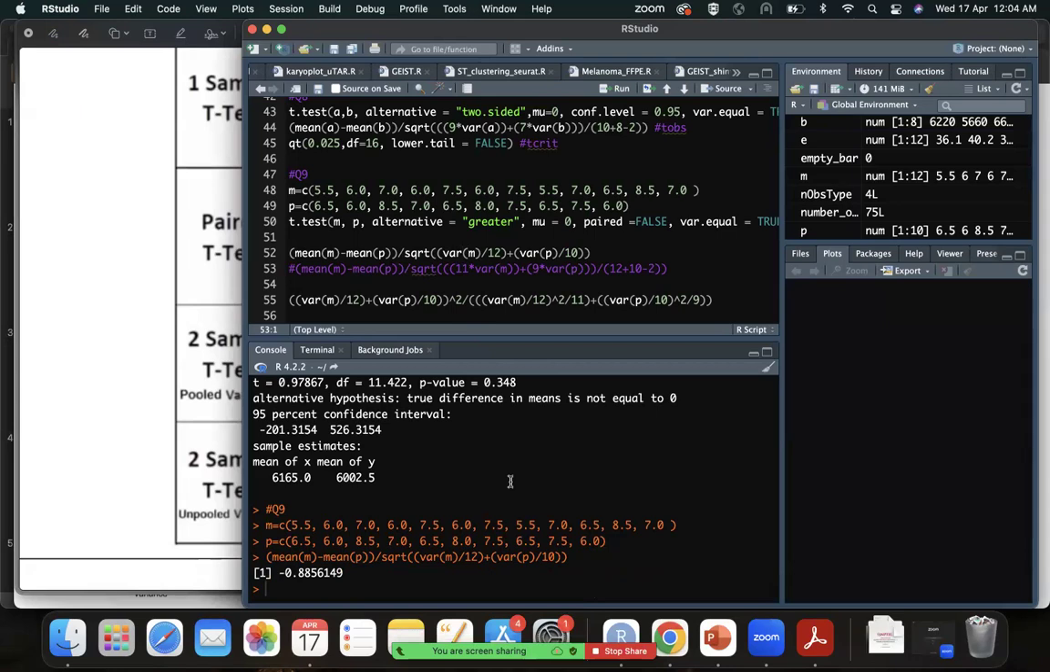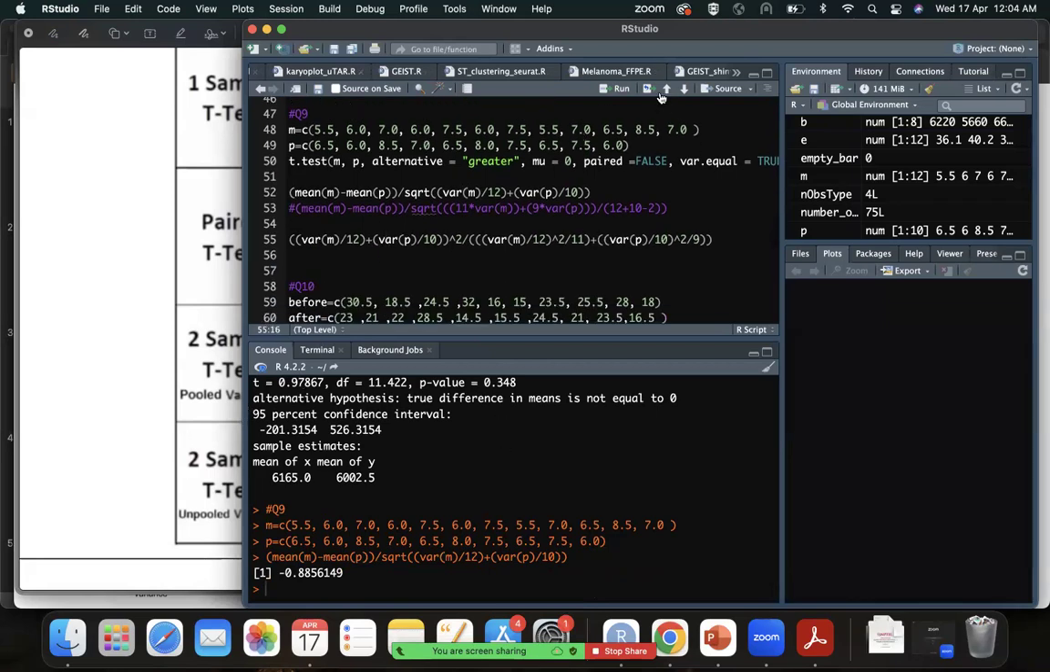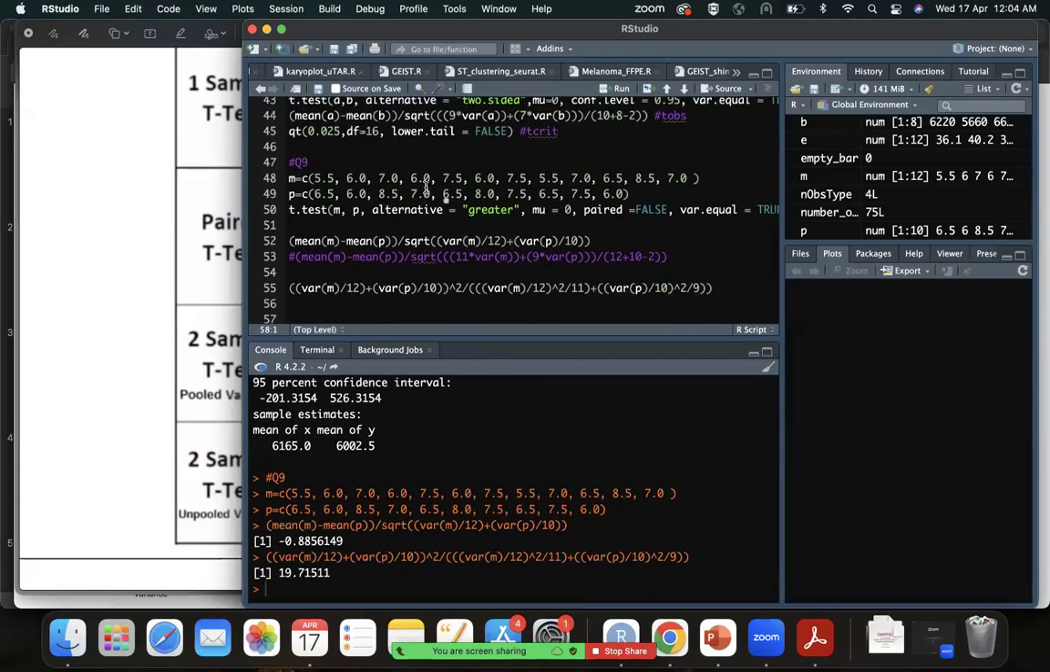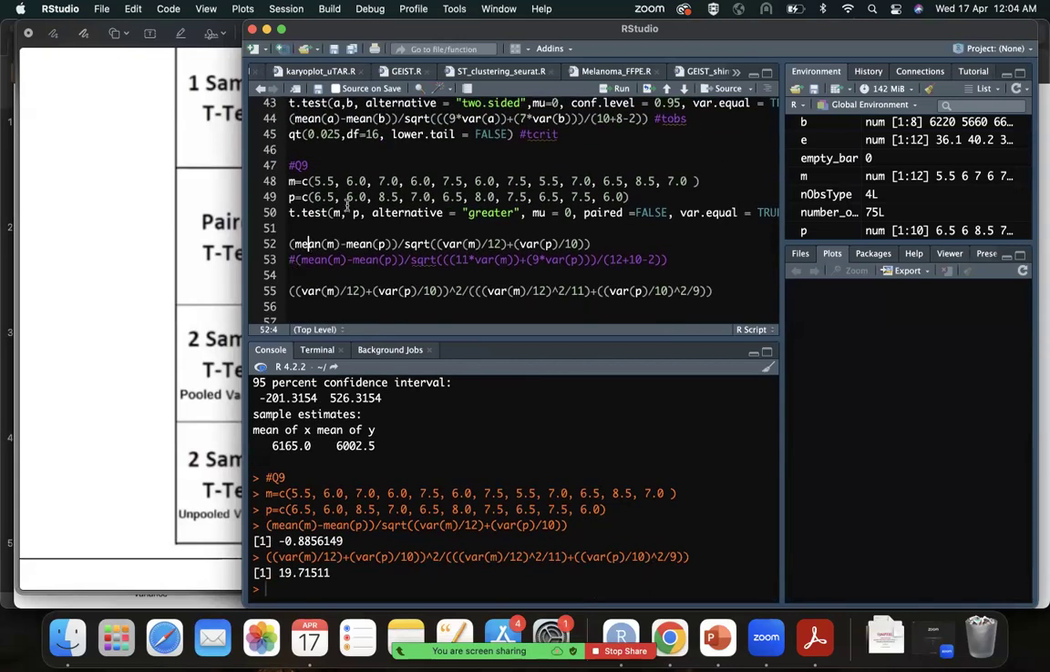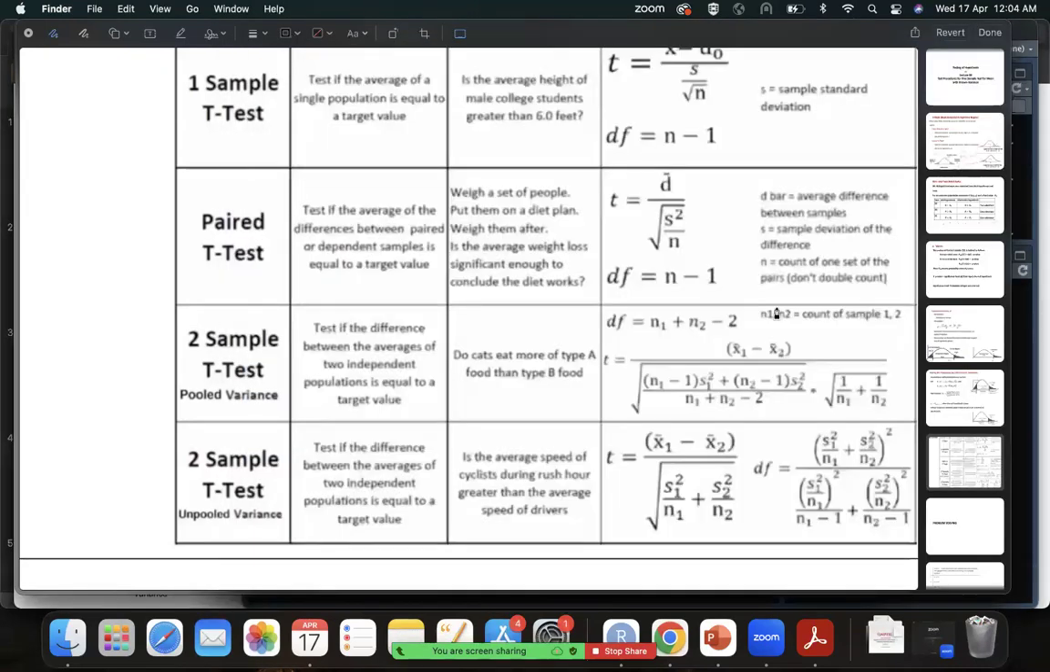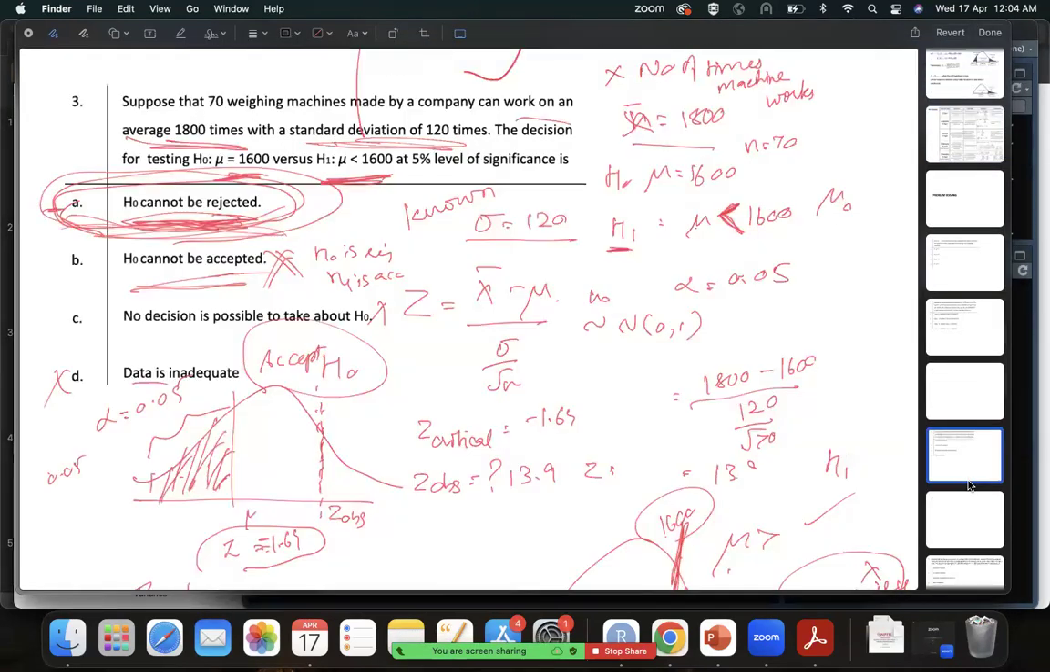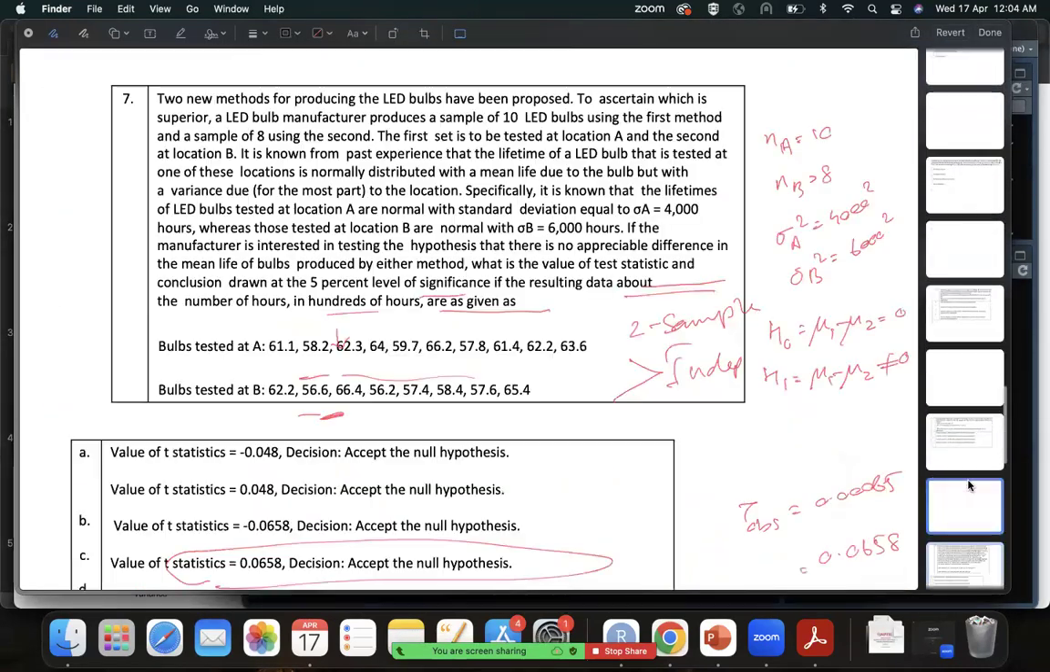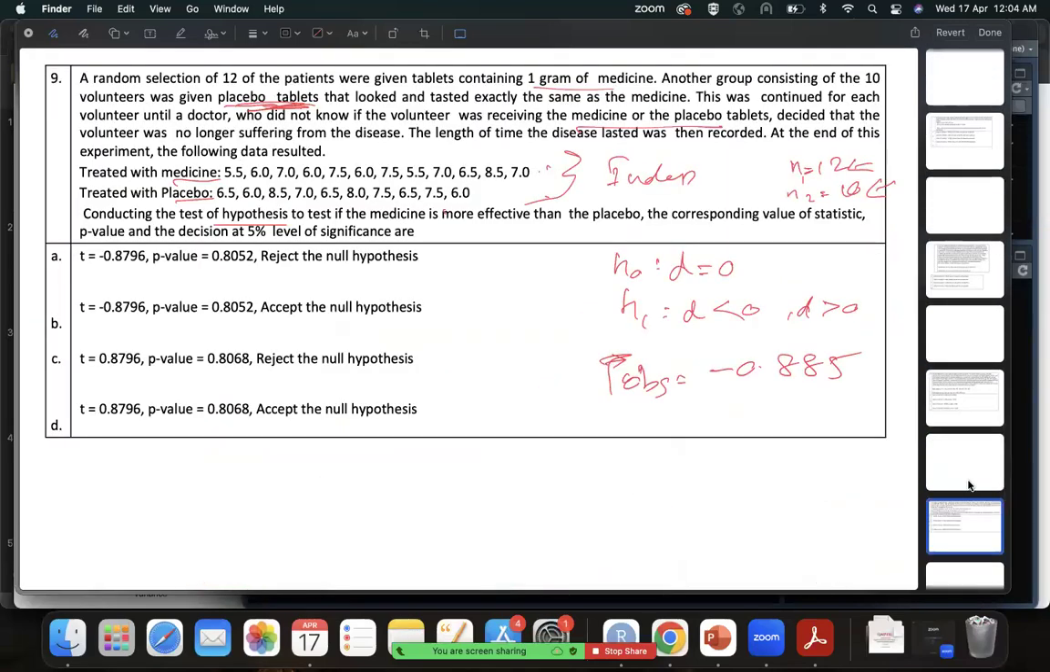okay, observed value 0.885. I don't know what this is. Okay, what is the question anyway? 3, 4, 5, 6, 7, 8, 9. Okay, you need to calculate the t statistic and the p-value and accept or reject.